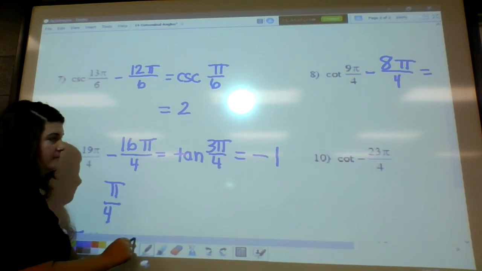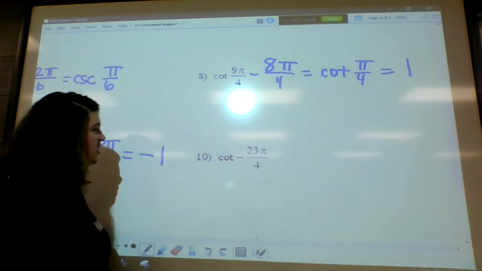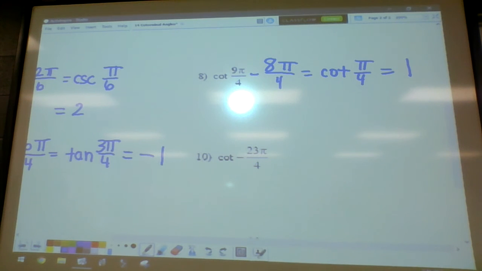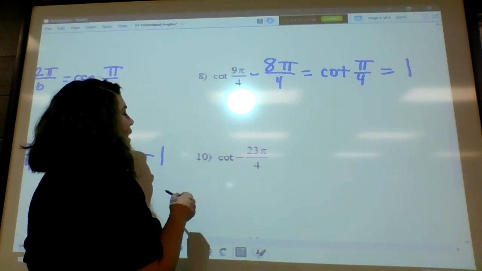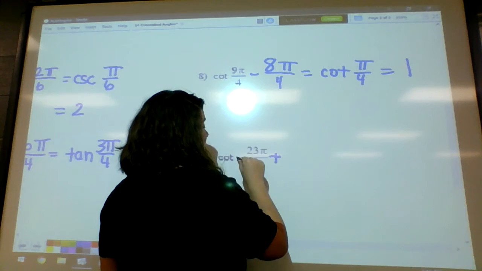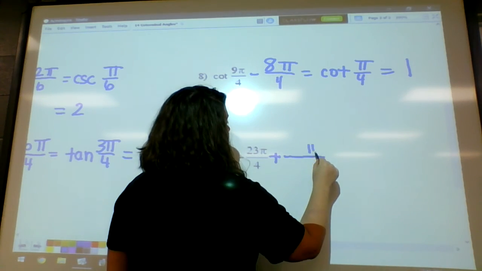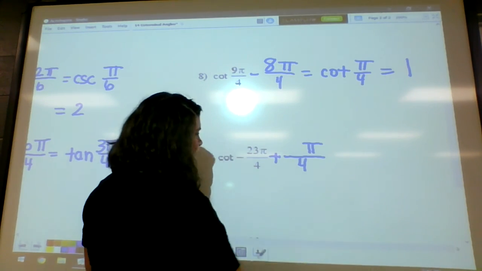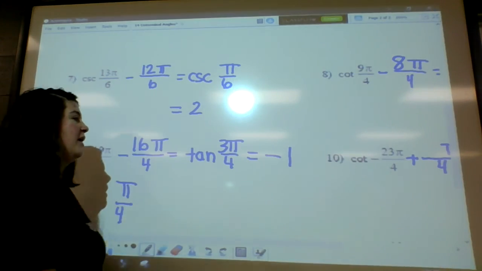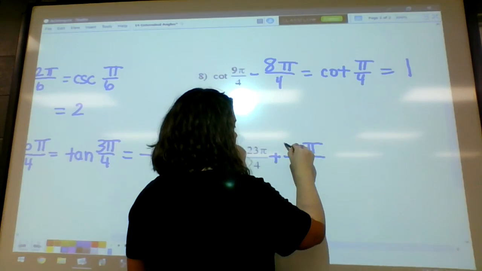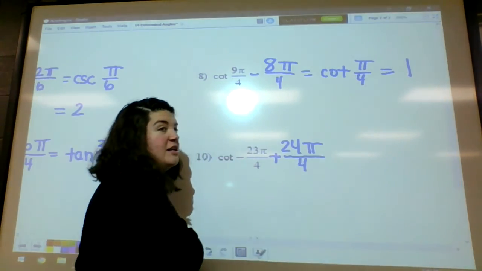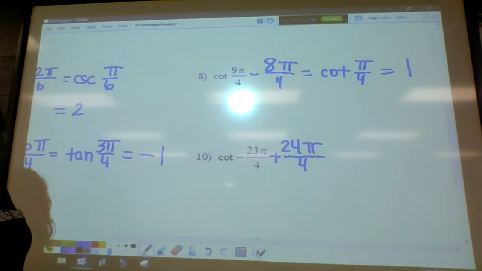All right, cotangent negative 23 pi over 4. Automatically, I know it's either 1 or negative 1, right? For the exact same reason as the last problem, so this is kind of boring, but that's okay. So we're going to have to add, because this is in the negatives, something pi over 4. 24. 24 over 4 is 6. So as long as you're adding an even number of pi's, you're good.